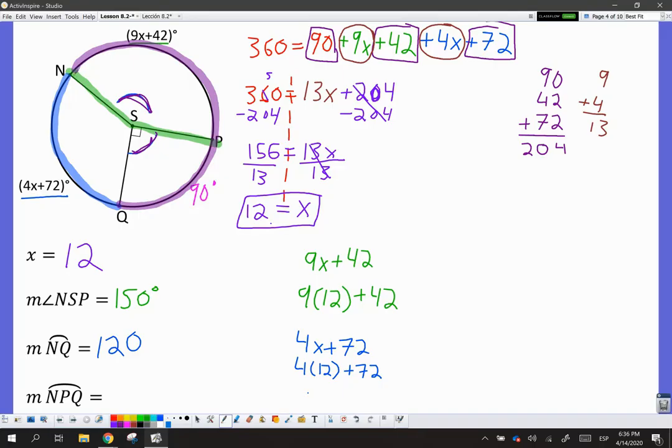So I need to know the measure of arc NP though. Now I know the measure of angle NSP is 150, so I know that arc NP is also 150. Then I also know that arc PQ is 90 degrees, so I add 150 plus 90, and that gives me 240 degrees. And that's it. So that's all that this video has.